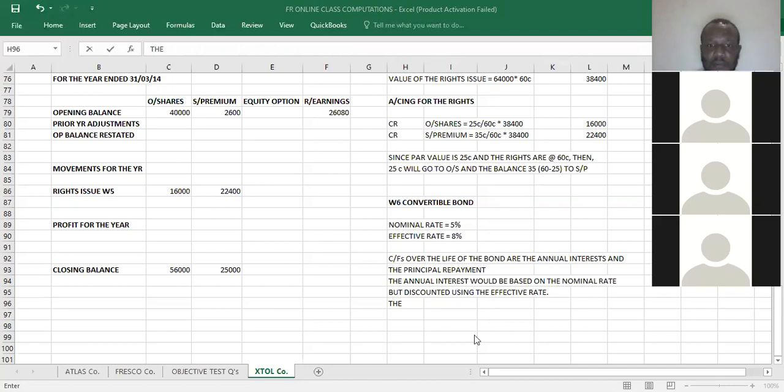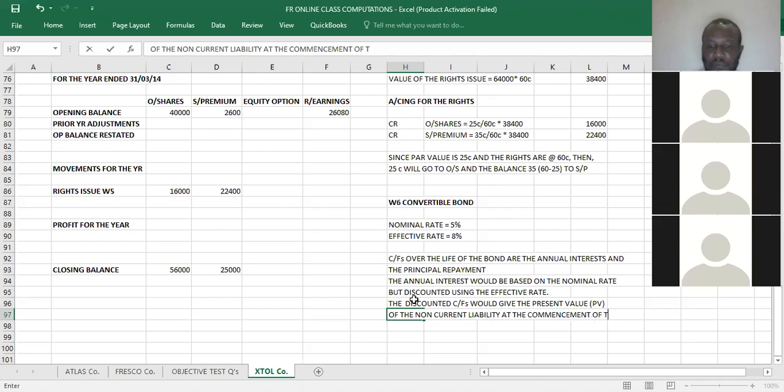the present value. So the discounted cash flows would give the present value, PV, something we've seen before, of the non-current liability at the initiation, at the commencement of the bond term.